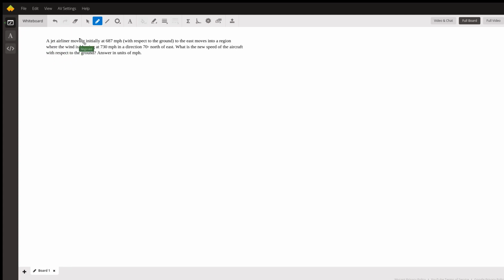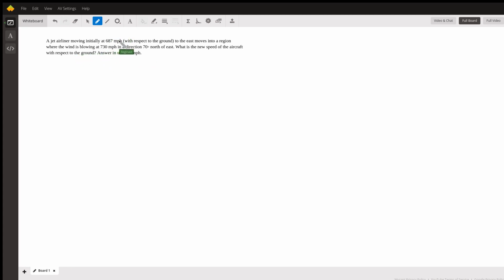I just read it. A jet airliner moving initially at 687 miles per hour with respect to the ground to the east moves to a region where the wind is blowing at 730 miles per hour in a direction 70 degrees north of east. And we need to find the new speed of the aircraft with respect to the ground in miles per hour. Okay, let's try to draw something out to get a feel for what's going on, right?